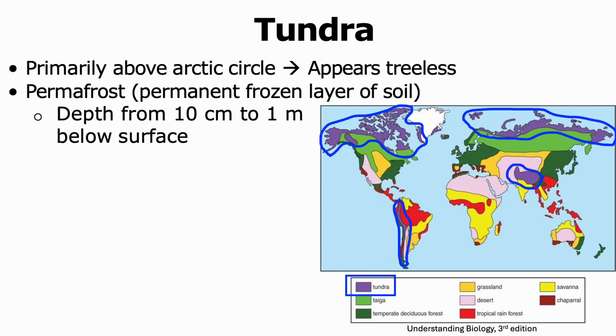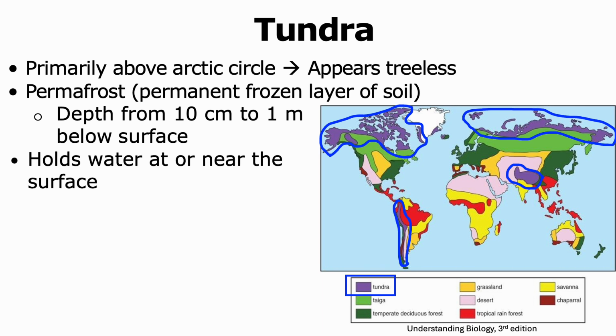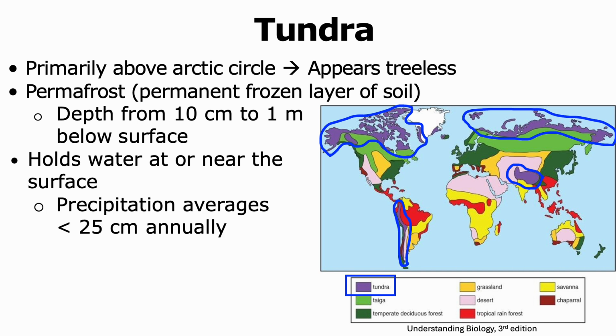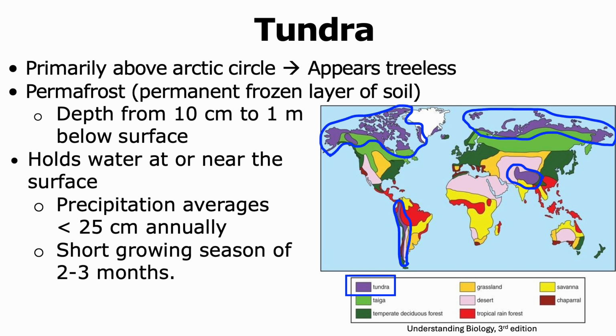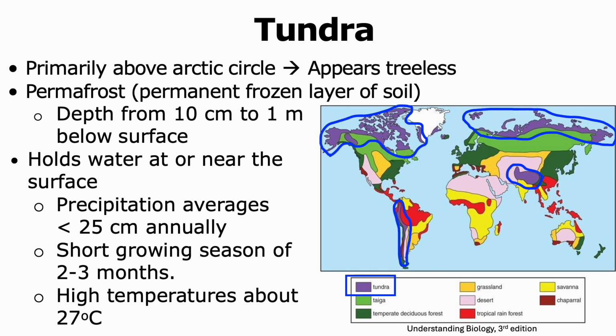The depth of the permafrost can be anywhere from 10 centimeters to 1 meter below the surface. There is water at or near the surface. Some features of the tundra region is that the precipitation or rainfall averages less than 25 centimeters annually, which is really not a lot. In the tundra, there is a short growing season of 2 to 3 months, and this is usually during the summertime, where the temperatures can be as high as 27 degrees Celsius.